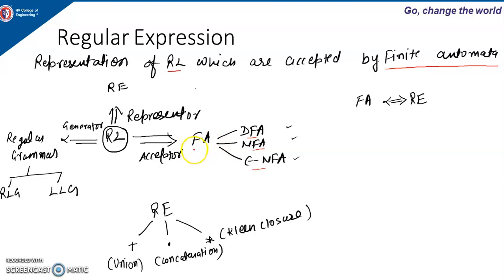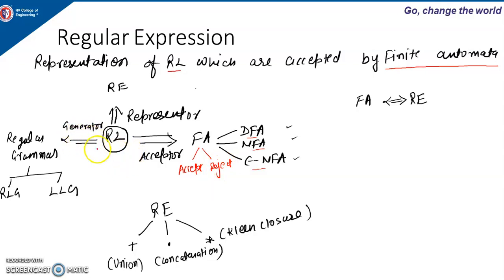The string will be in the language if it is accepted by the finite automata. There are two things: either the string will be accepted or it will be rejected. When we say the string is accepted by the finite automata, we say that the string belongs to L, and when we say the string is rejected by a finite automata, that means it does not belong to the language.